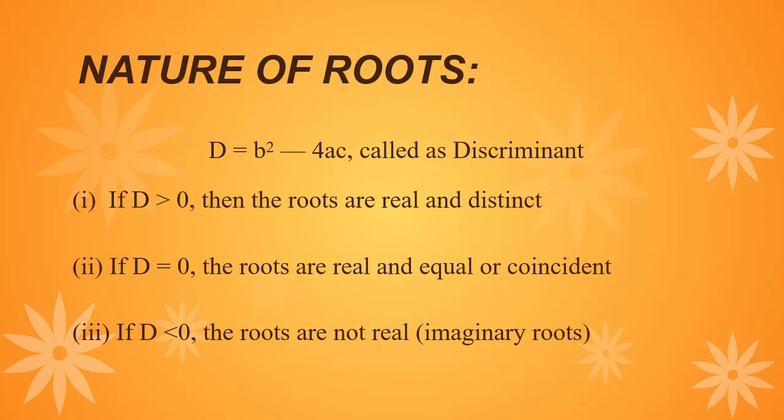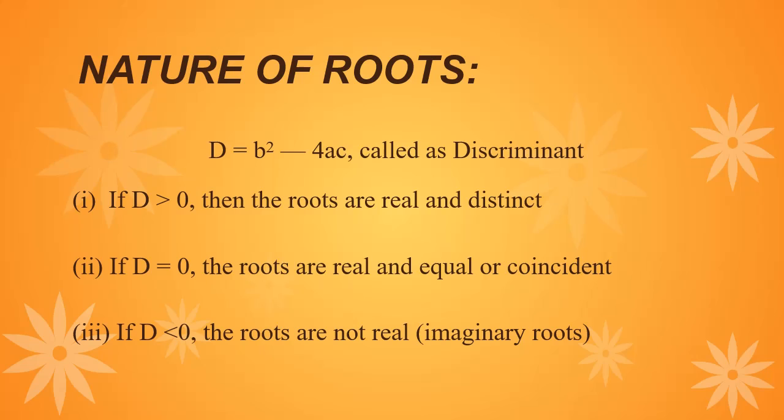And last but not the least topic is nature of roots. For finding nature of roots, we need to find discriminant. Discriminant is denoted by capital D and its value is given by b square minus 4ac. We have following three cases. In the very first case, if value of D is greater than 0, that is D is positive, then the roots are real and distinct. We will have two roots, that both the roots are real and distinct.